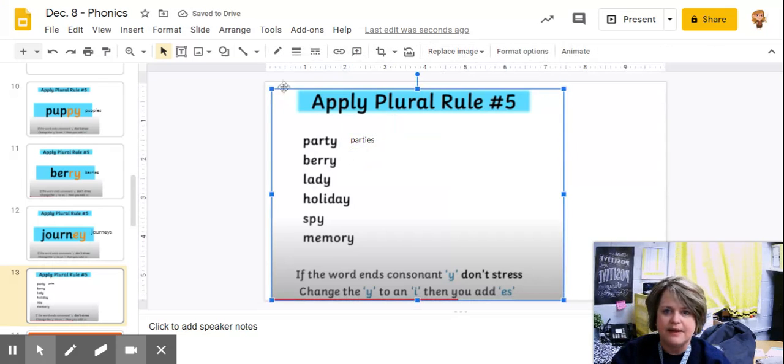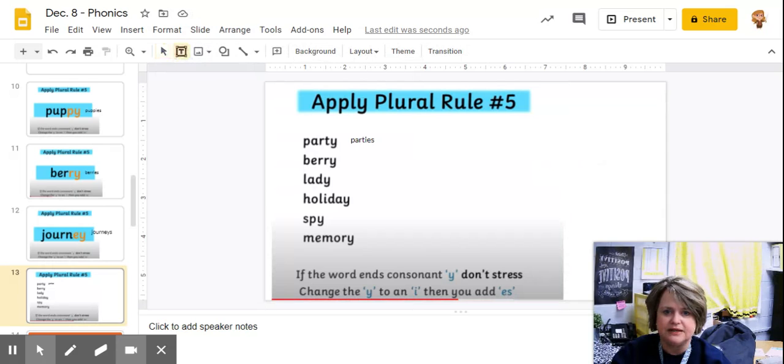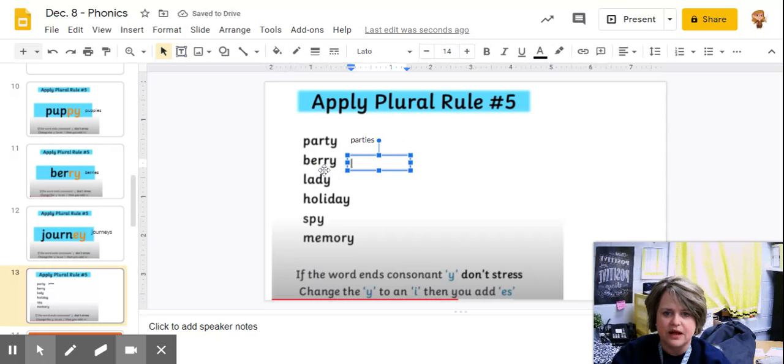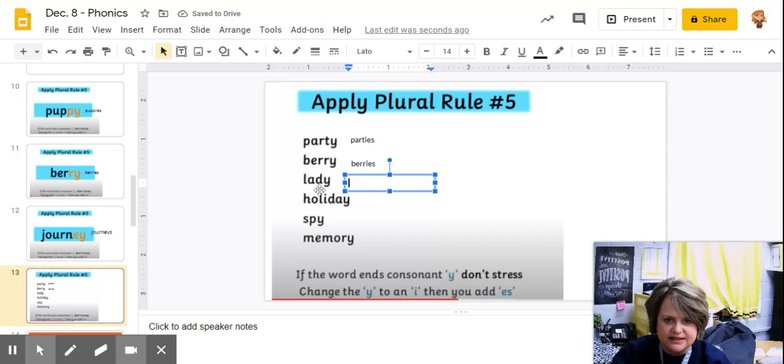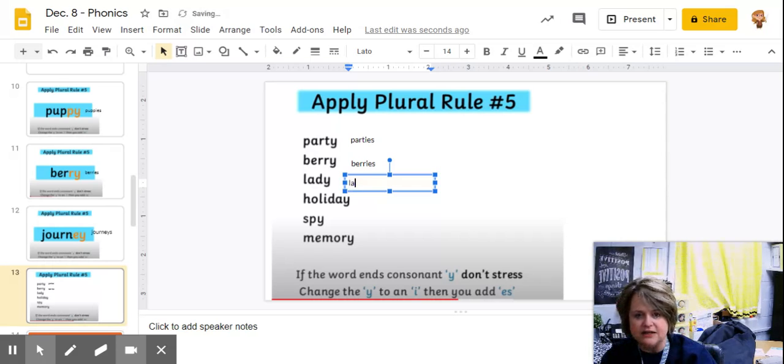All right. How about berry? Let's look at berry. So here's the Y. Is it a consonant before the Y? Yes. So now it would be berries, I-E-S. Drop the Y, add the I, and we add E-S. All right, let's look at lady. Let me add that text box in there for you. So is the D a consonant? Yes. If it's consonant Y, change the Y to I and add ES.